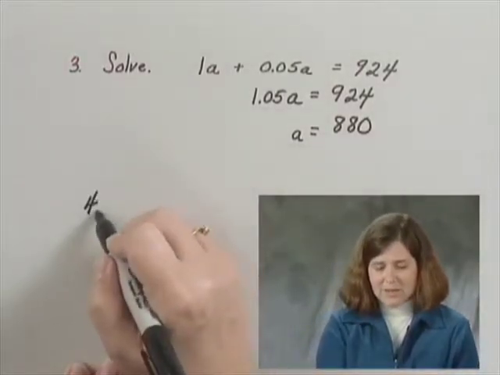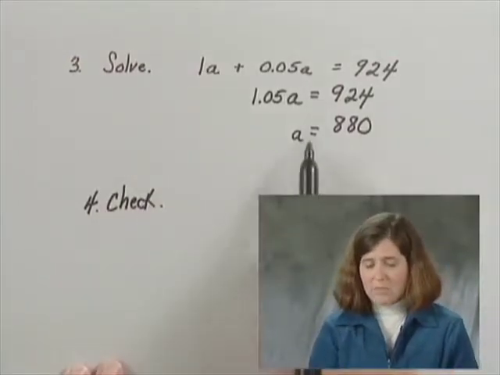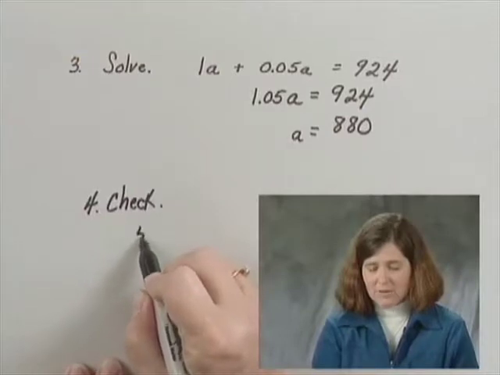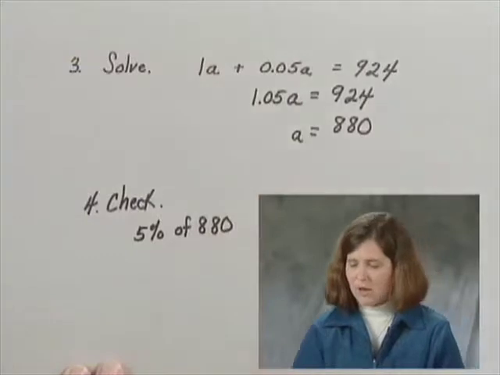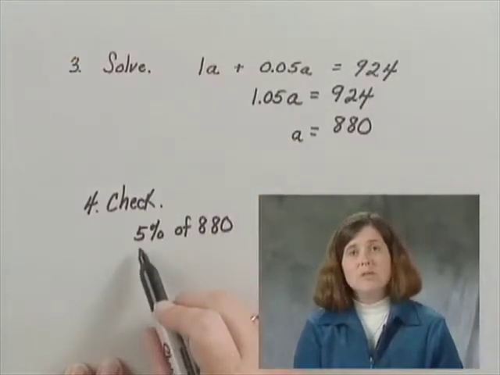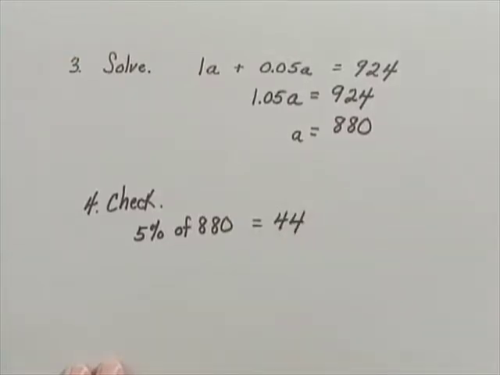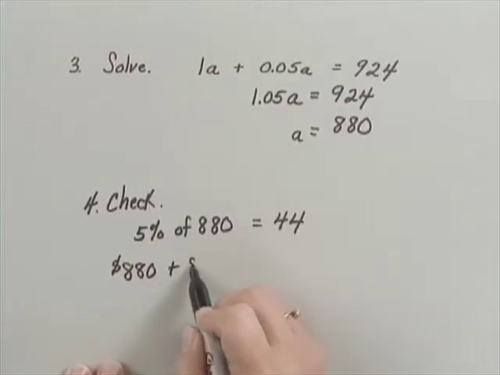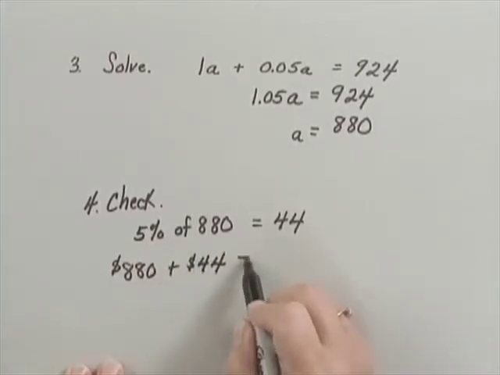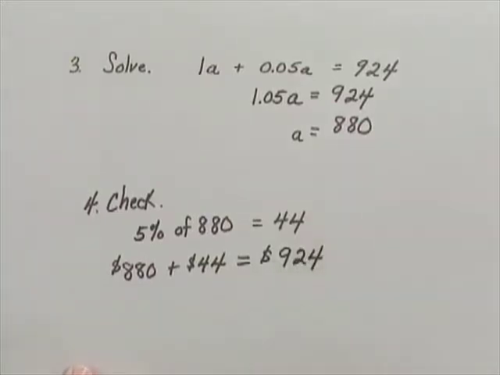We need to check the answer. To check the answer, we start with an amount of $880, and we find 5% of $880 to calculate how much the account grew. Multiplying 0.05 times 880, we get 44. So we began with $880. We earned $44. So at the end of the first year, we had $924 in the account, which was the amount stated in the problem.